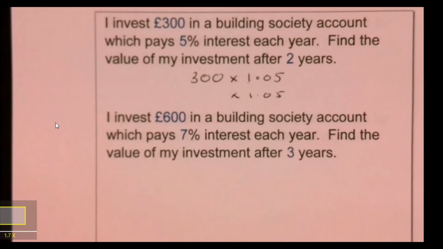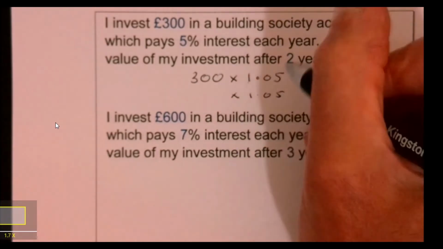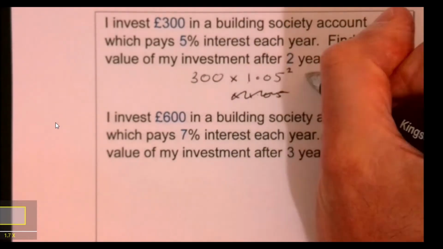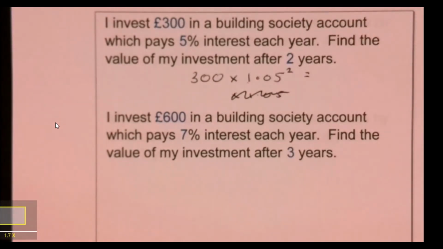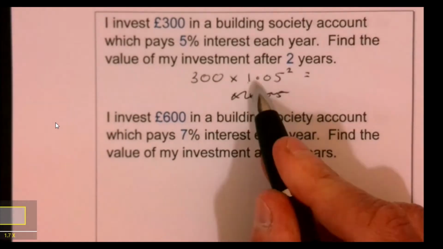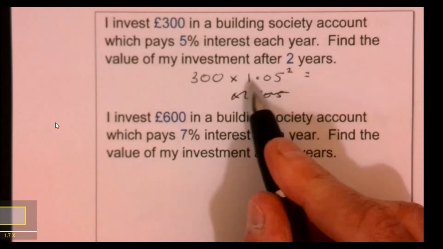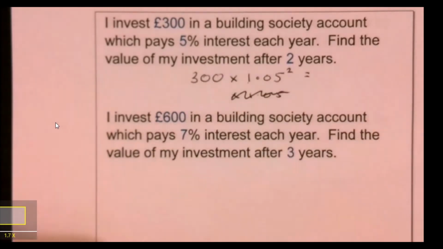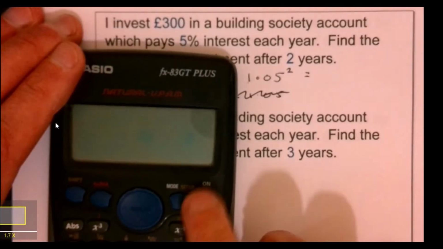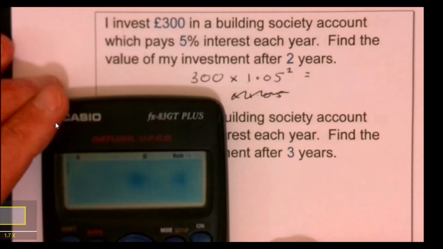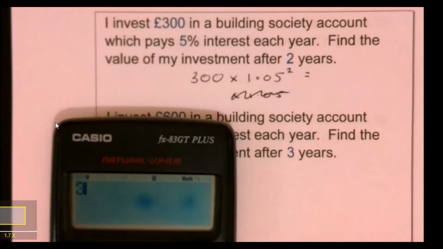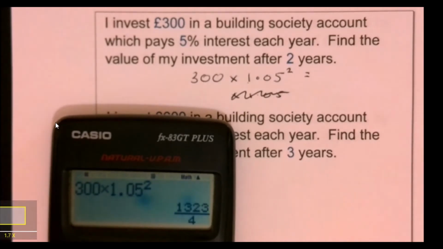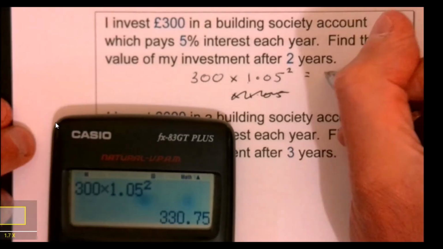But then why not just do it like this? There we go. That's much better. So we're actually squaring it. We're timesing it by 1.05 and then multiplying it again by 1.05, and then we could just plug that into our calculator in one go. So 300 multiplied by 1.05 squared equals 330.75.